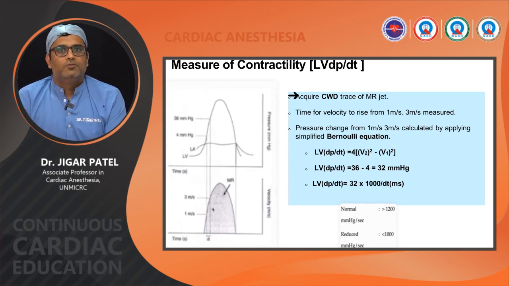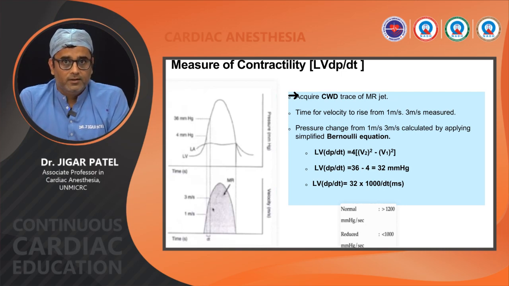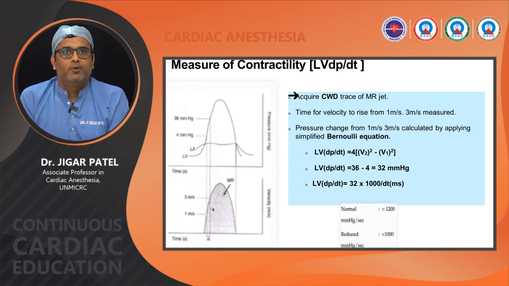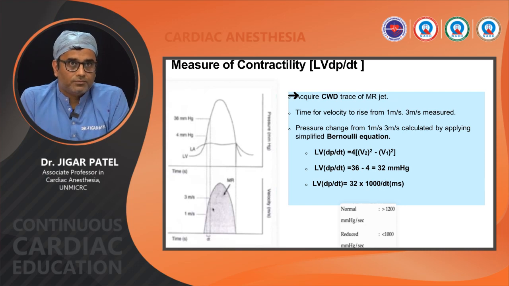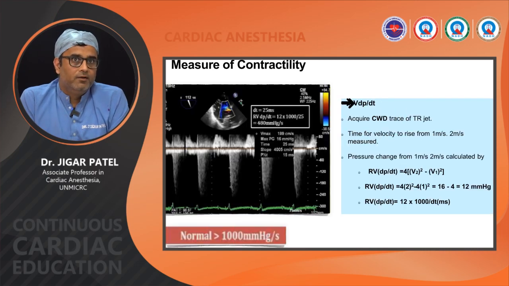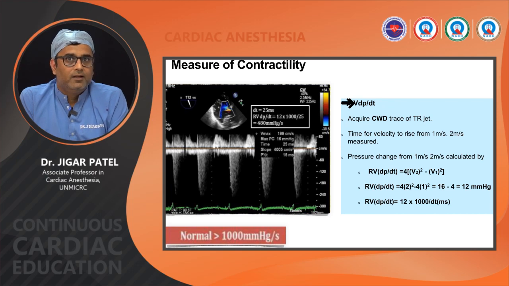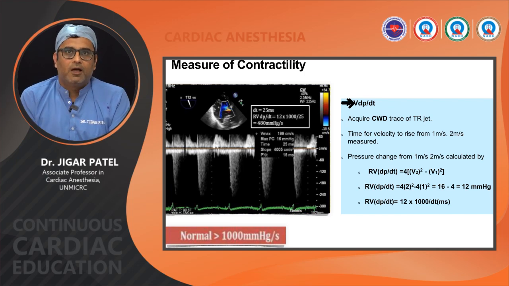So normally its value is more than 1200, but if it is less than 1000, it is abnormal or reduced systolic function. Similarly, you can measure it on the right side of the heart. So you have to measure continuous data of the TR jet. Here you have to take the time for velocity to rise from 1 meter to 2 meters per second, as compared to 1 meter to 3 meters per second on the left side. So by applying this equation, similarly you measure RV dP/dt, which is normally more than 1000 mm of Hg per second.